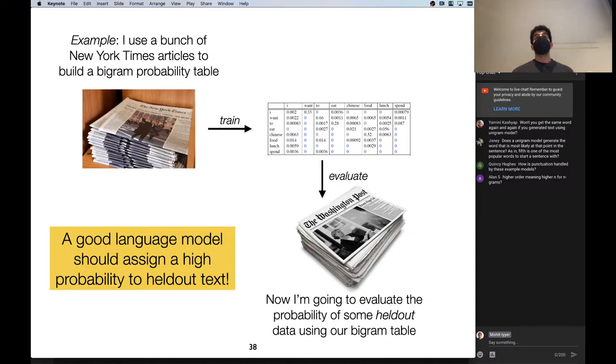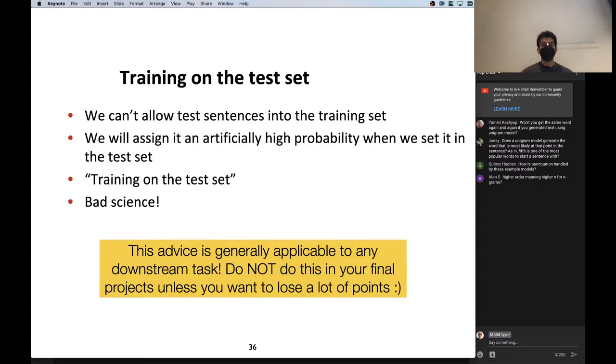So there's some sweet spot at which a model will be good on both the training data and also on the held out data. That's the kind of model that we want to achieve. It's very important to get a model that generalizes to text that it has never seen before. And if this is the case, it's very important that our test data contains sentences that never occur in the training data at all, and that there's no overlap between these two types of data, right?